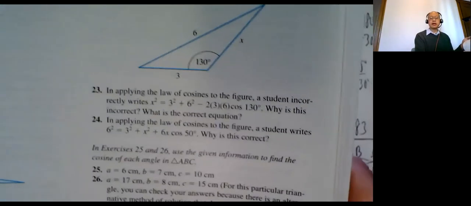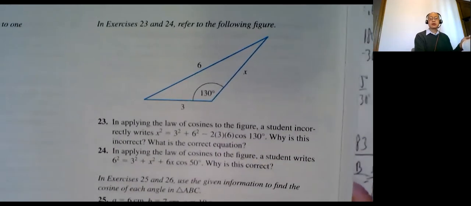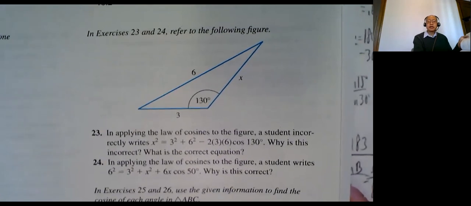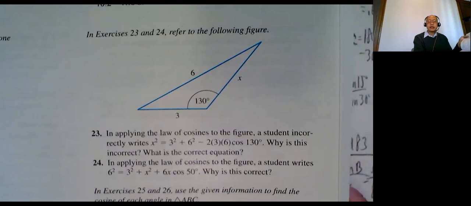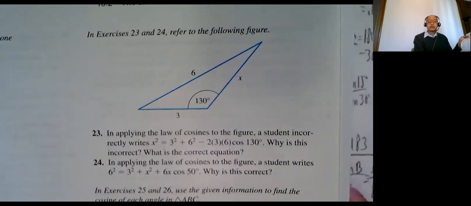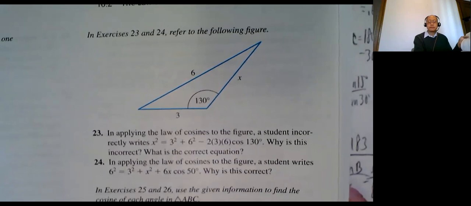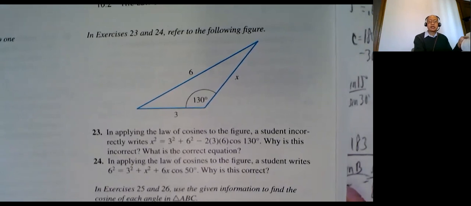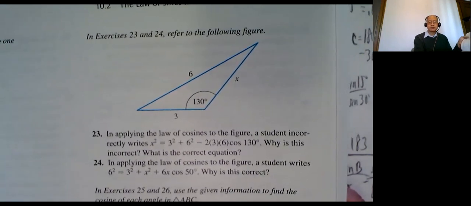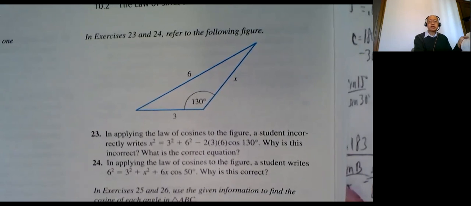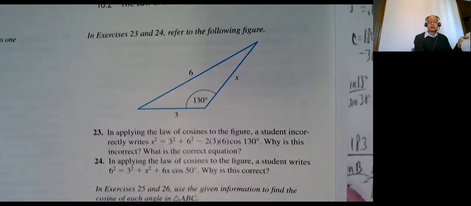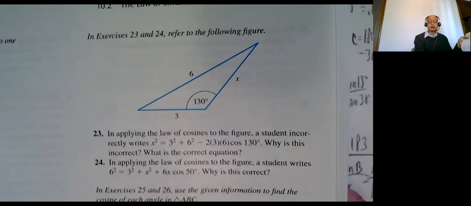I'll close off with 23. Look at 23 to say what's wrong. In applying the law of cosines, you got 6, 3, x, and 130. The student incorrectly wrote x squared equals 3 squared plus 6 squared minus 2 times 3 times 6 cosine of 130. The reason why that doesn't work is you have to go the opposite side. It's the 6 squared that's all by itself. So it's 6 squared equals 3 squared plus x squared minus 2 times 3 times x times cosine of 130. So I'll write that down, and that's pretty much about it for 23.